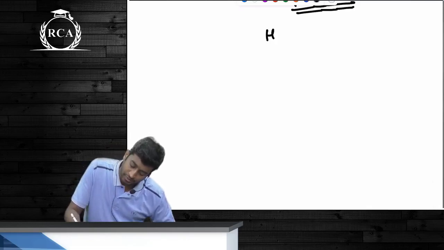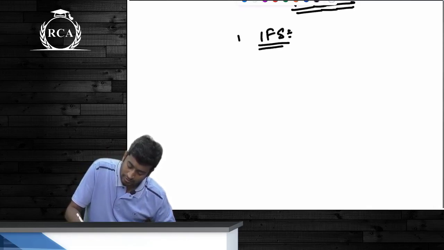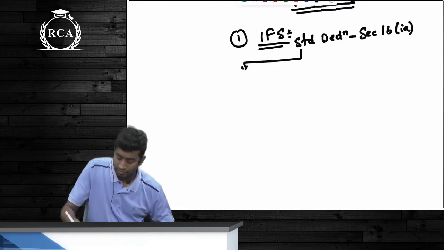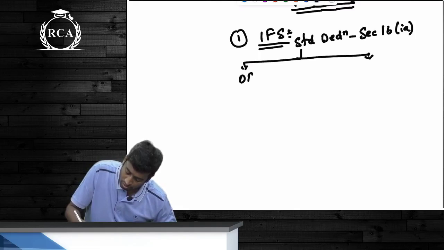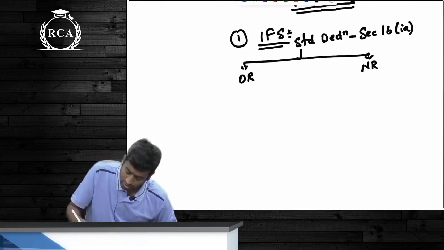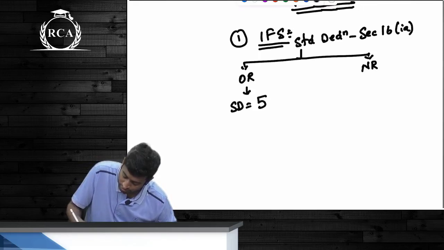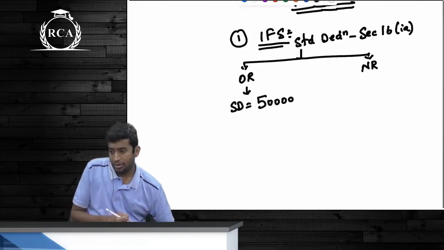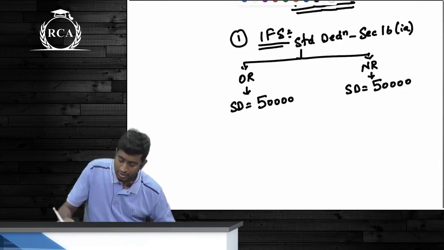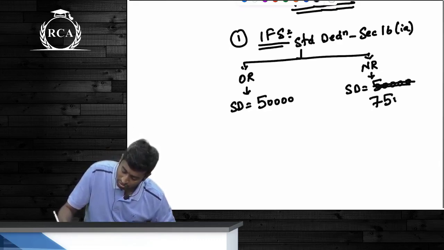How many heads of income? First one, salary. The only change in salary is, I hope there is one concept called standard deduction, Section 16(1)(a). Old regime, new regime: you get a standard deduction of 50,000. Here also you used to get a standard deduction of 50,000. This has been revised now.